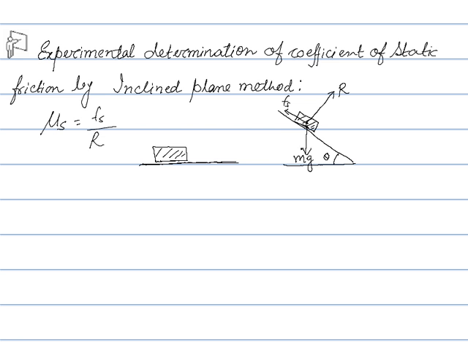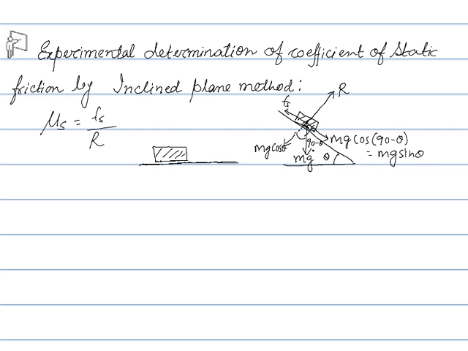we can resolve this mg, the weight of this block, into two components. One is parallel to the surface, so this is 90 degrees, so this will be 90 minus theta. So the component parallel to the surface is mg cos(90 minus theta), that is mg sin theta, and the component which balances the reaction of this block, with this angle theta, is mg cos theta.